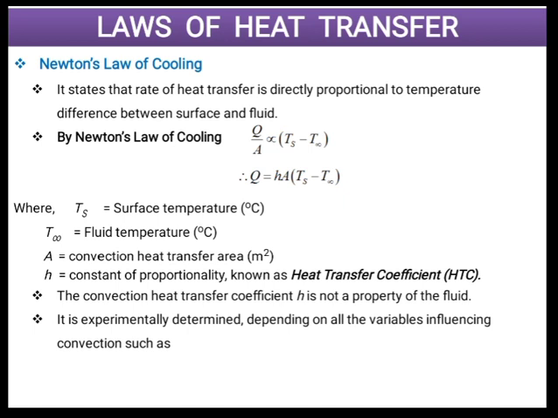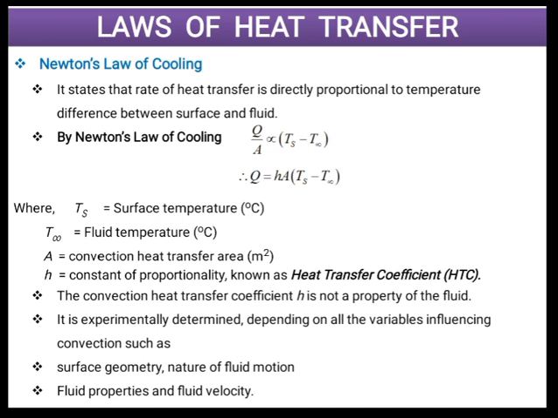Remember, there are two types of convection that we have studied: natural convection and forced convection. So the fluid velocity is a very important parameter, and also fluid properties such as its viscosity and its density are very important, and that's why this heat transfer coefficient is dependent on multiple parameters. Like I said, it is also dependent on surface geometry, nature of fluid motion, whether it is natural or forced, fluid properties, and fluid velocity.